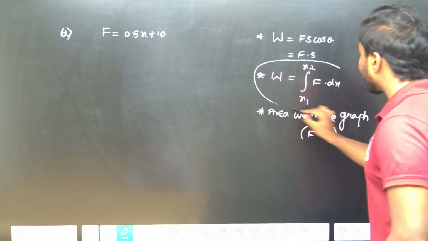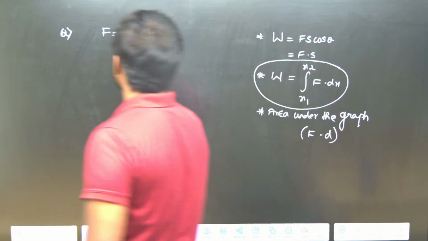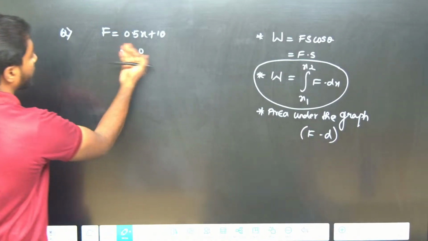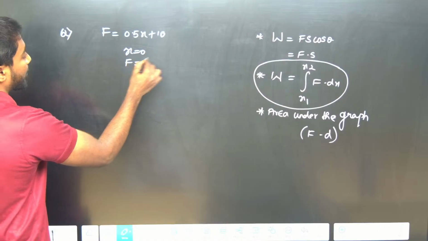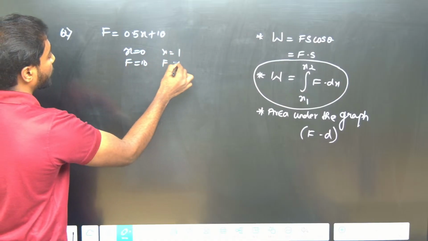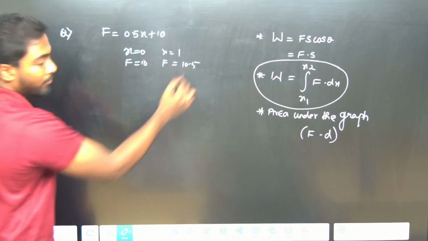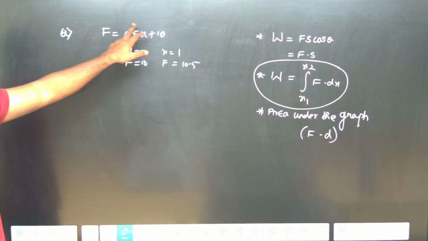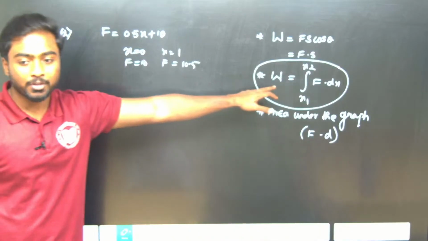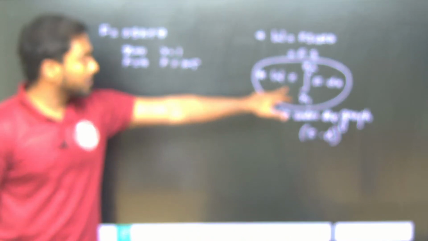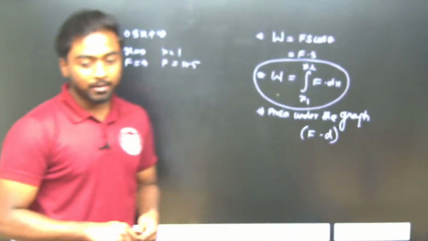Integral. Why? Because if I take x equals 0, the force will be 10, and x equals 1, the force will be 10.5. The force is changing. Since the displacement changes, force also changes. It is not a constant force. So, I can use the second formula, W equals integral x1 to x2 F dot dx.